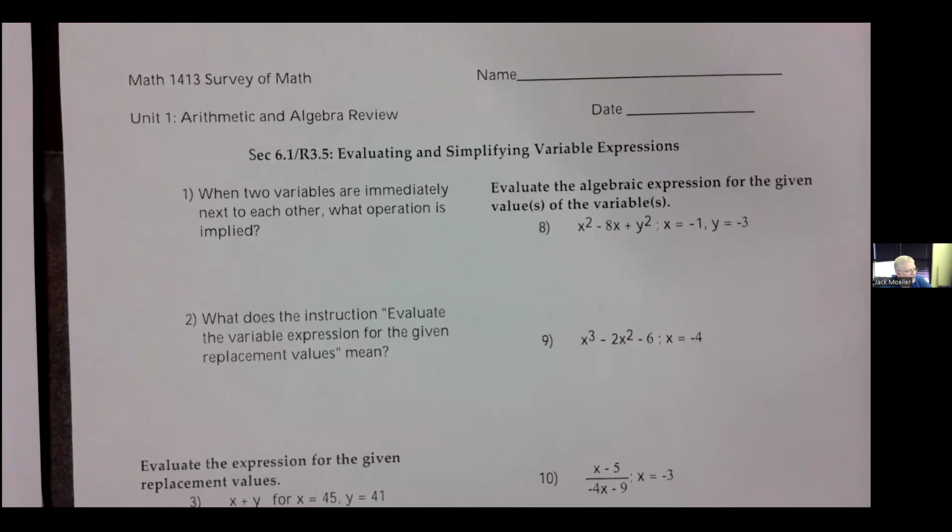Anytime you're evaluating a variable expression, notice in the instructions it'll say for the given values of the variables. We're going to give you the values for the variables. You're going to plug them in, and then it's an order of operations problem. The main issue students have with evaluating variable expressions usually comes down to mistakes with negative signs. So we're definitely going to talk about that and how to use parentheses and deal with that.